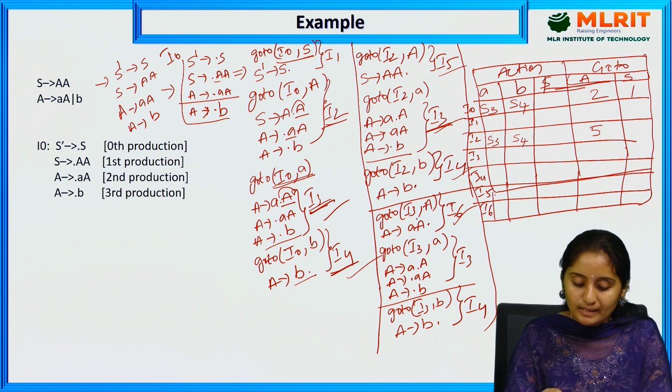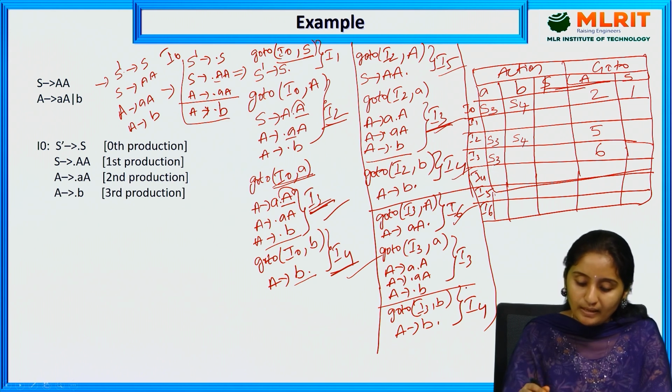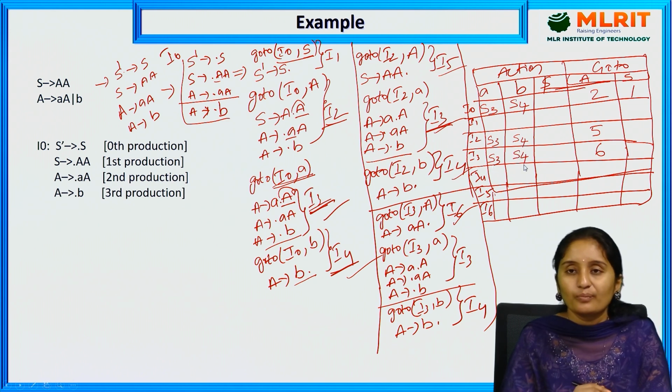Next, I3 comma capital A moves to 6. I3 comma small a moves to shift 3. I3 comma b moves to shift 4. So the shift part is completed.